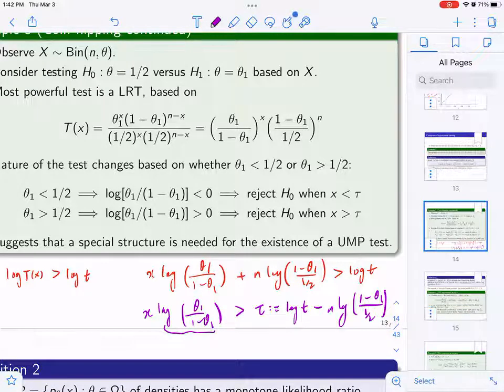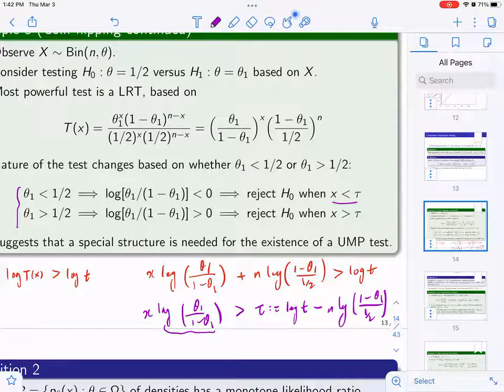So you can see again that the direction of the test changes depending on the sign of this. And hopefully what I wrote here is correct, the sign depends on whether theta 1 is bigger than 1/2 or less than 1/2, as you can imagine. If theta 1 is less than 1/2, this is going to be negative. So when I divide by this, I'm going to flip the sign of the inequality. And so I'm going to reject when x is less than tau.